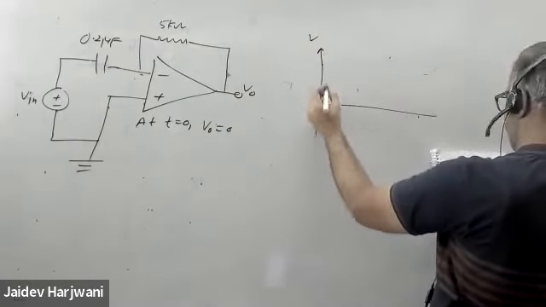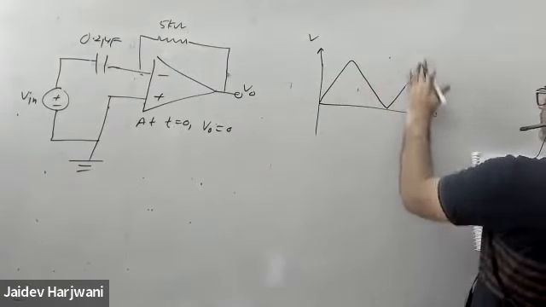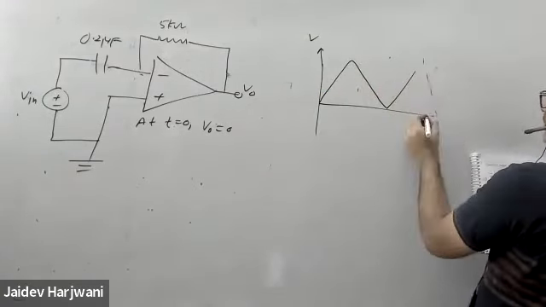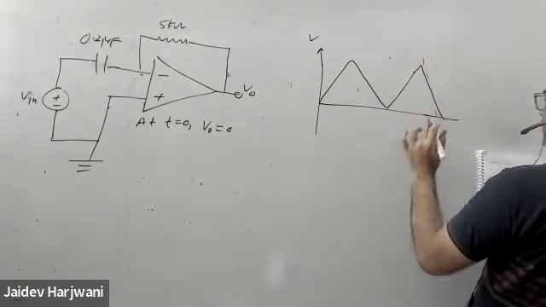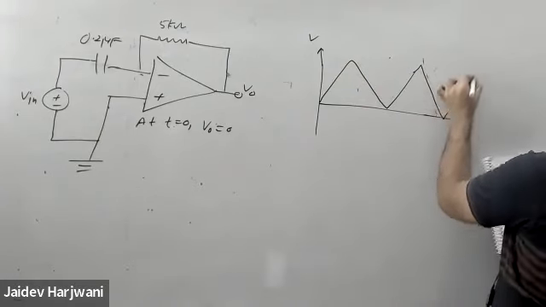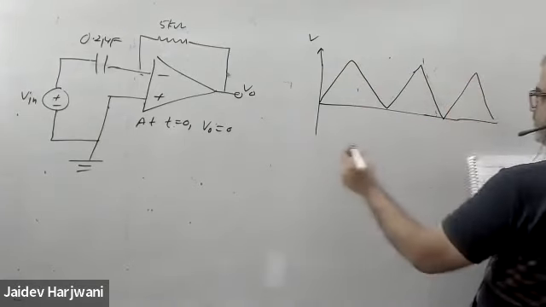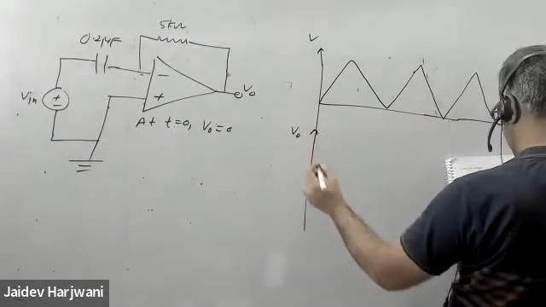This is your V input, given as a triangular wave, and this is a differentiator. So the differentiation of a triangular wave will be what? You have to find the output, V output.